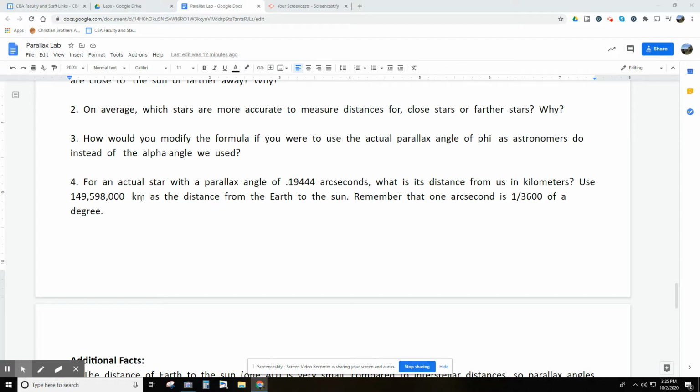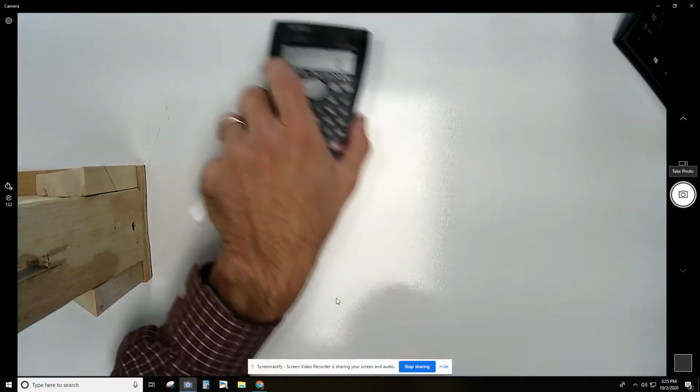So a couple of things to take note of. We have a parallax angle of 0.19444 arc seconds. And you're probably saying to yourself, what in the world does that mean? And how am I supposed to figure this out on my own? So that's why I'm here. Okay, so let's do this right here on the whiteboard.